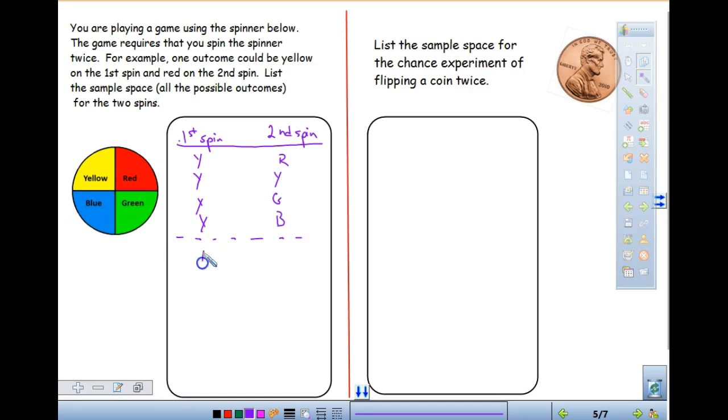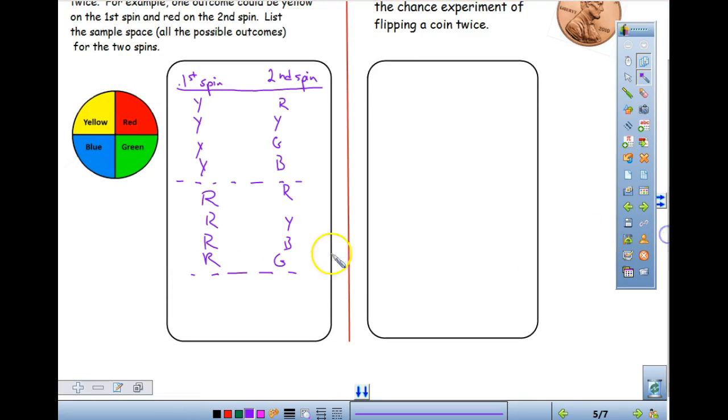On the first spin, if I start with a red, I could get red and red. I could get red with yellow. I could get red with blue. I could get red with green. What I would like for you to do is to list the rest of your outcomes. You should have another one that now starts with green, and then you should have how many of those for green? Should be 4. And then you should have your blue. So list all of those and tell me how many possible outcomes we should have.